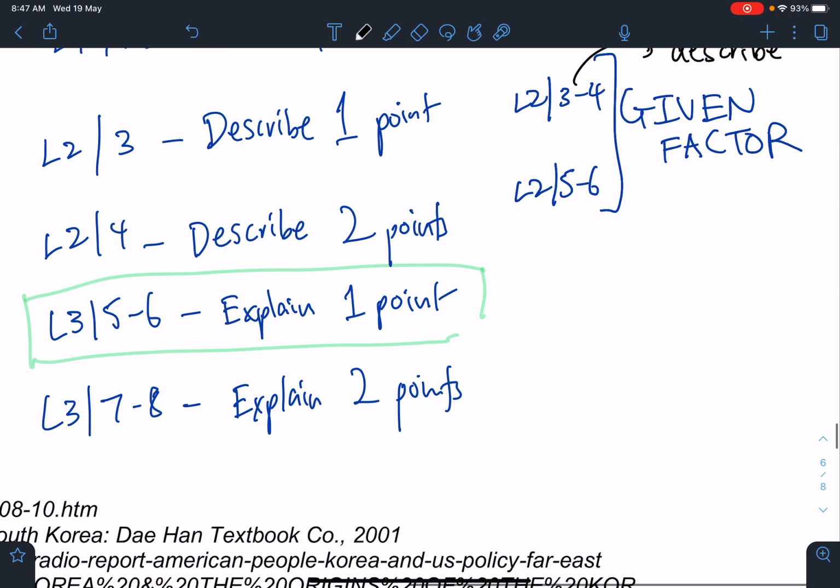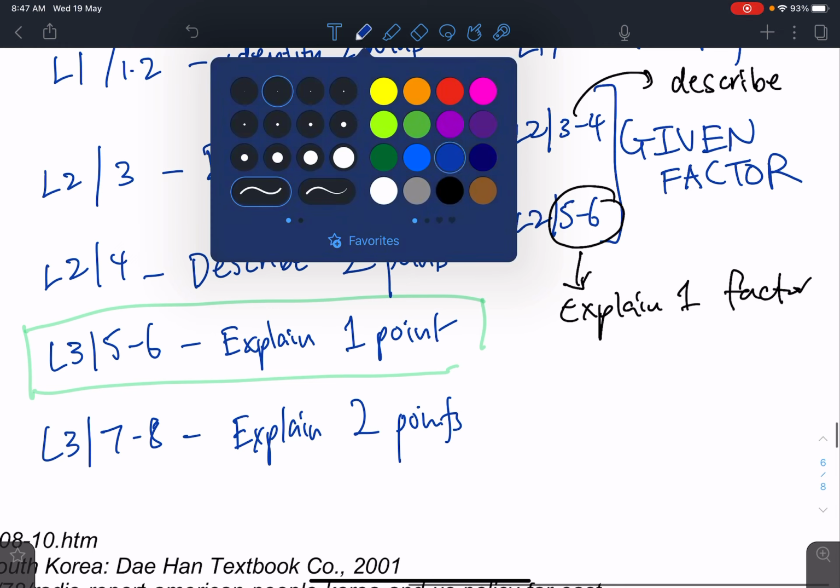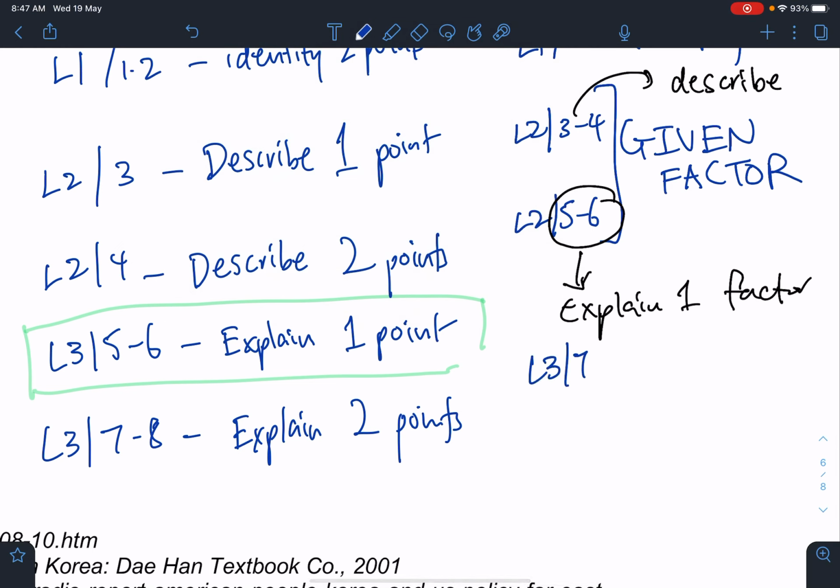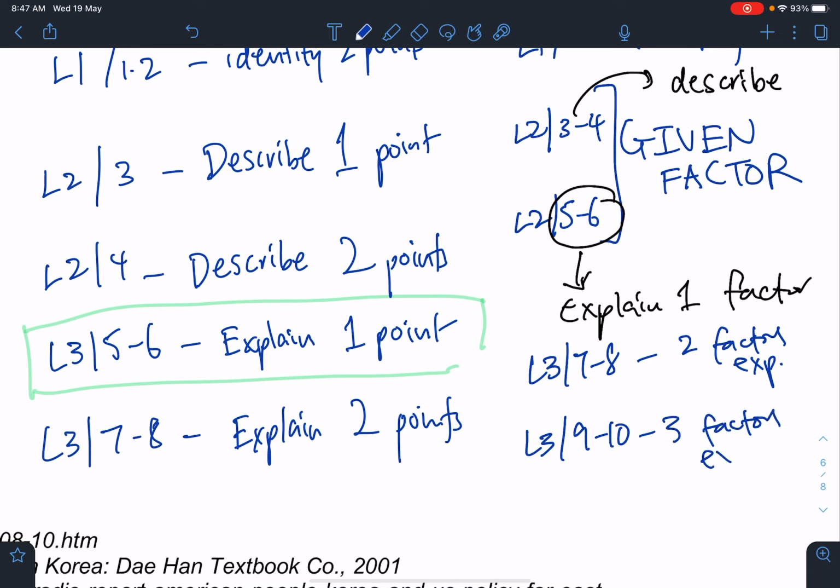Okay? But as long as you explain 1 factor, you will get L2, 5 to 6. And then you have L3, 7 to 8 and L3, 9 to 10, right? This is 2 factors explained and 3 factors explained. So if you have no time, you give me 2 factors. Okay, if you have no time, shoot for this.